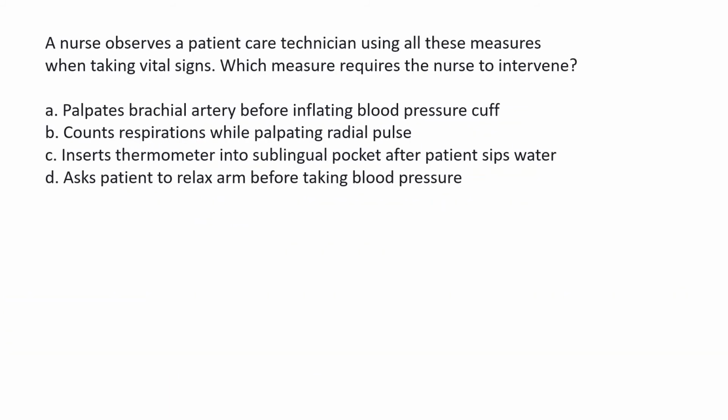A nurse observes a patient care technician using all these measures when taking vital signs. Which measure requires the nurse to intervene? A. Palpates brachial artery before inflating blood pressure cuff. B. Counts respirations while palpating radial pulse. C. Inserts thermometer into sublingual pocket after patient sips water. D. Asks patient to relax arm before taking blood pressure.